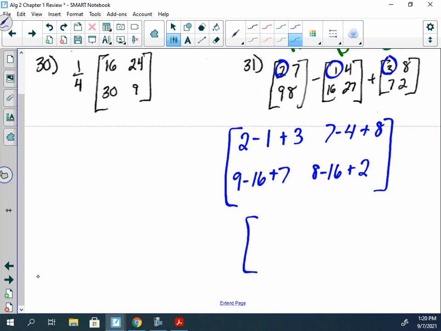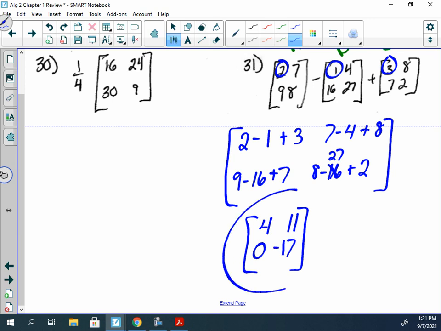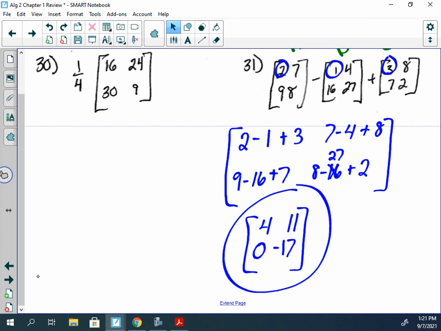So here, 2 minus 1 is 1, plus 3 is 7, minus 4 is 3, plus 8 is 9, minus 16 is negative 7, plus 7 is 8, minus 16... 8 minus, not 16, it should be 27, is negative 19, plus 2 is negative 17. And that's it there.